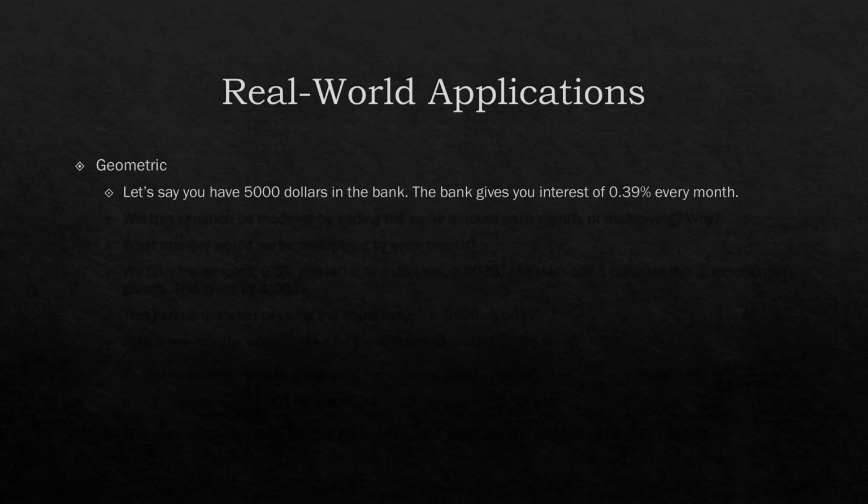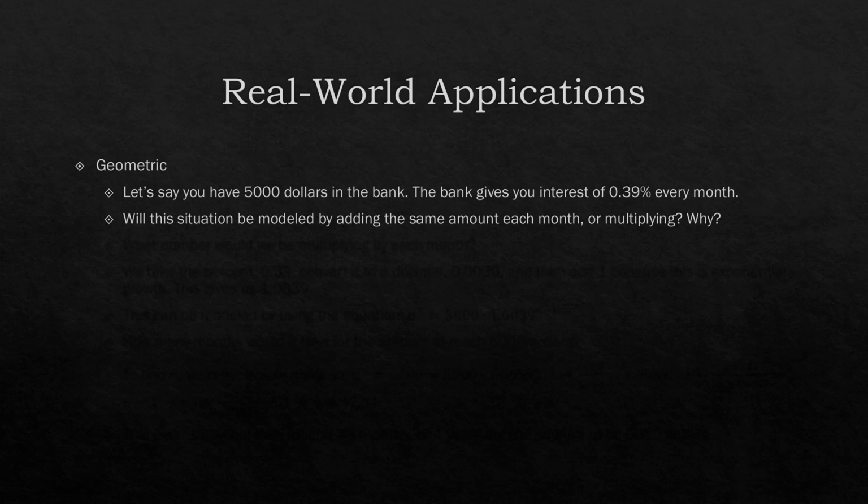Now, let's look at geometric. Let's say you have $5,000 in your bank. The bank gives you 0.39% interest each month for having your money in their bank. How will this situation be modeled? Are we adding or are we multiplying? In this case, we will be multiplying. But what number are we multiplying by?